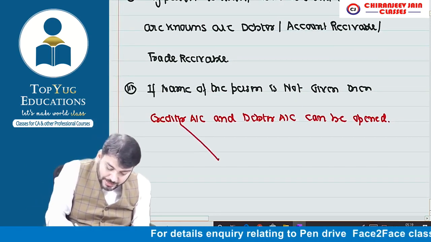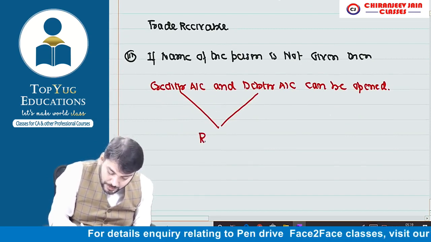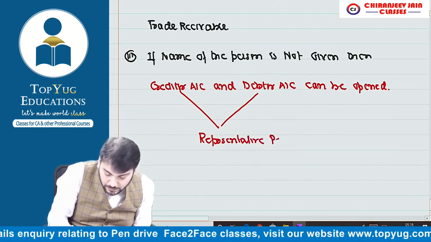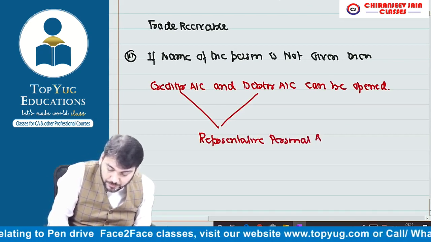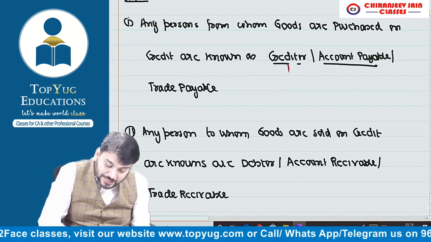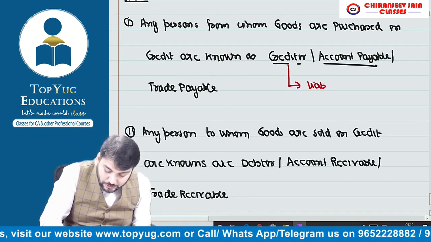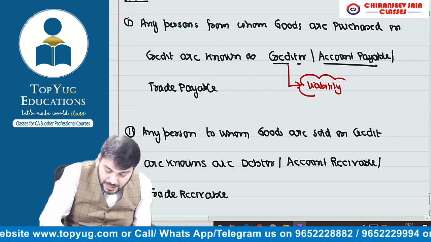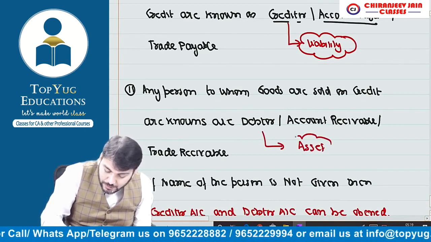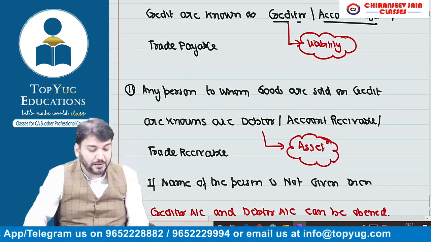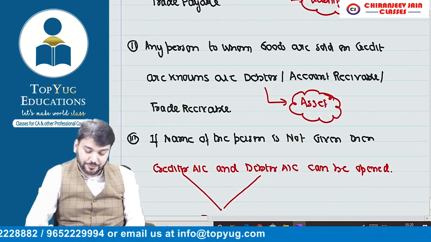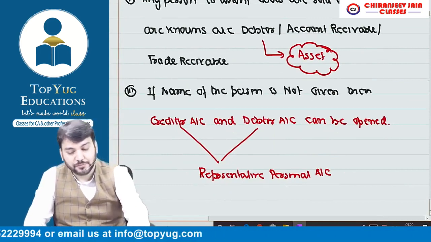So this debtor and creditor will be representative personal account. Correct? This point you understood? Yes, sir. Now, one thing: this creditor is a liability, this too you understood. And this debtor is an asset, this you understood. Have you understood this note, everyone?